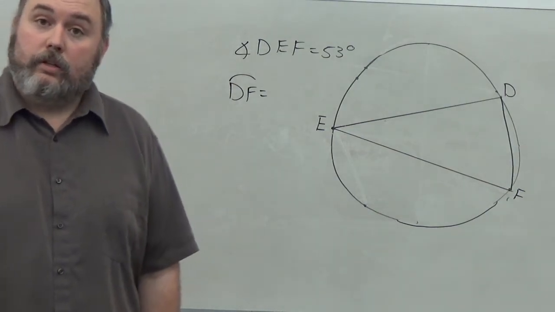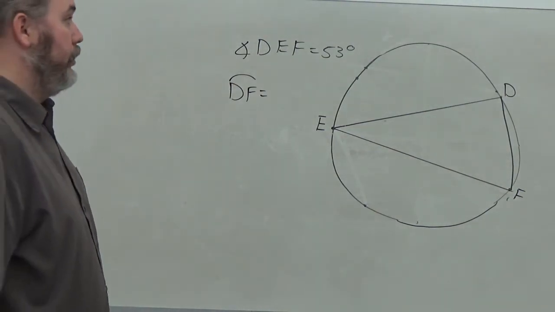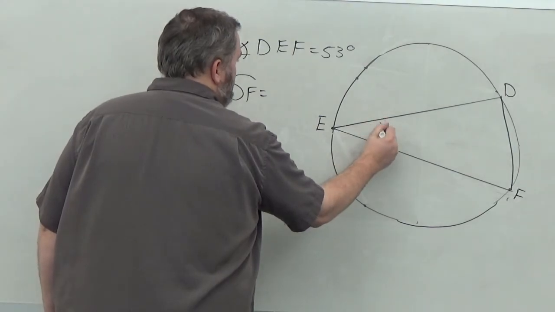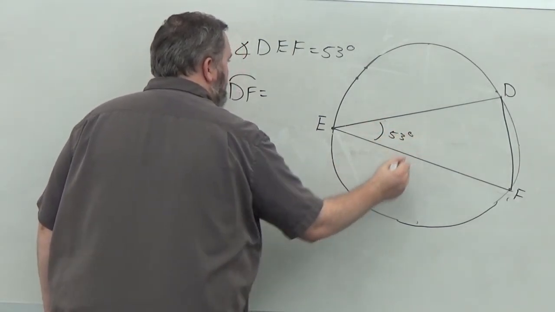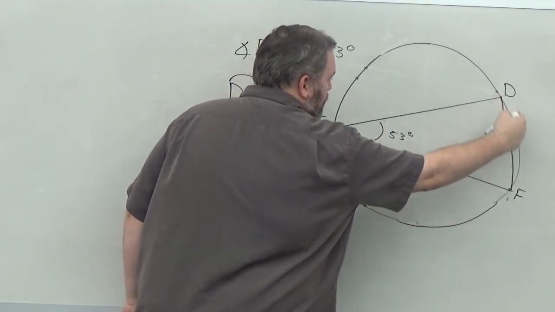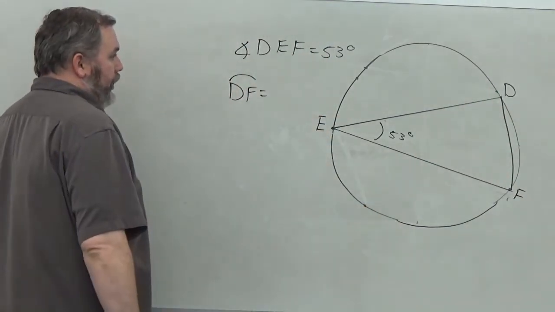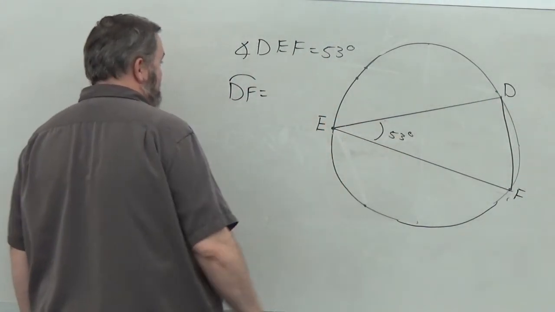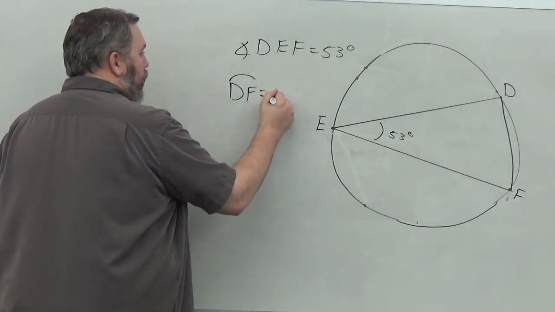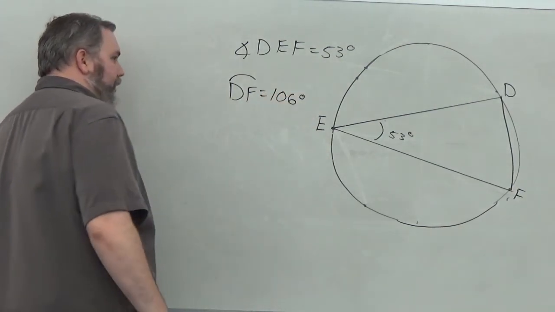Well, simply, what do you do? You multiply by 2. So if this is 53 from here to here, that means that this arc DF, I didn't ask for side DF, is worth 106 degrees.